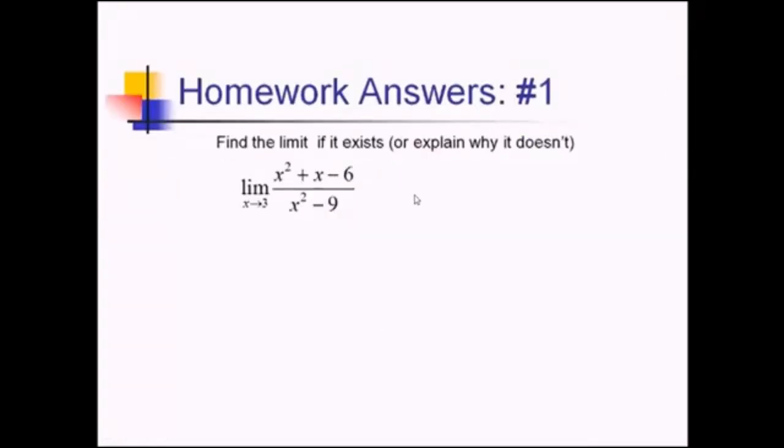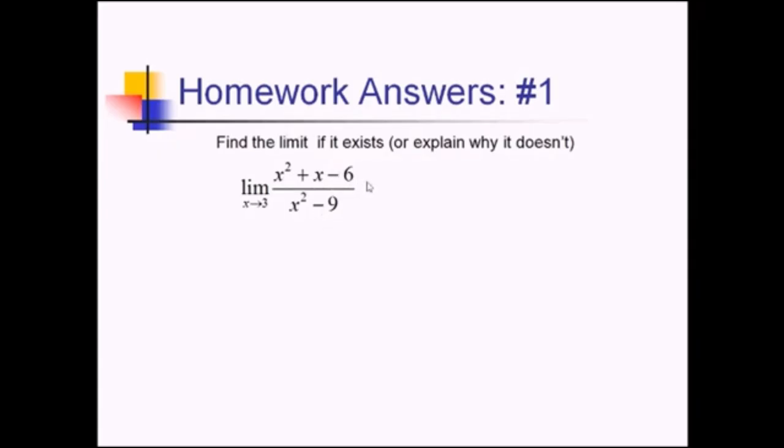For this problem, we need to find the limit of this thing if it exists or explain why it doesn't. So we'll start by plugging 3 in here and seeing what happens. I see that if I plug 3 into my denominator, I'm going to get 0. Do I get the same thing in the numerator? Well, we're going to have 9 plus 3 minus 6, which is not 0.